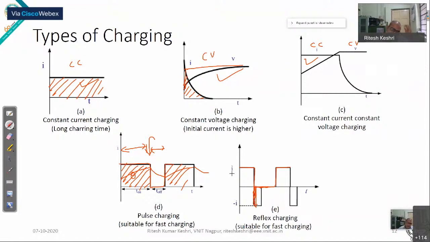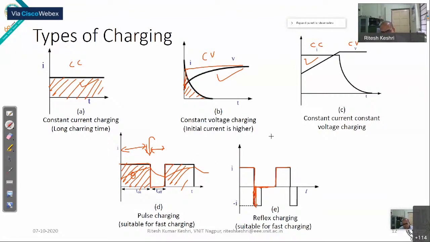Then other advantages: if you use this pulse charging, in case of a lead-acid battery, it helps in reducing the problem of sulfation. What happens is that if you continuously charge and discharge, then sulfates get formed on the plates. Some sulfates are not getting dissolved properly, so they get deposited. Because of that, the capacity of the battery reduces.